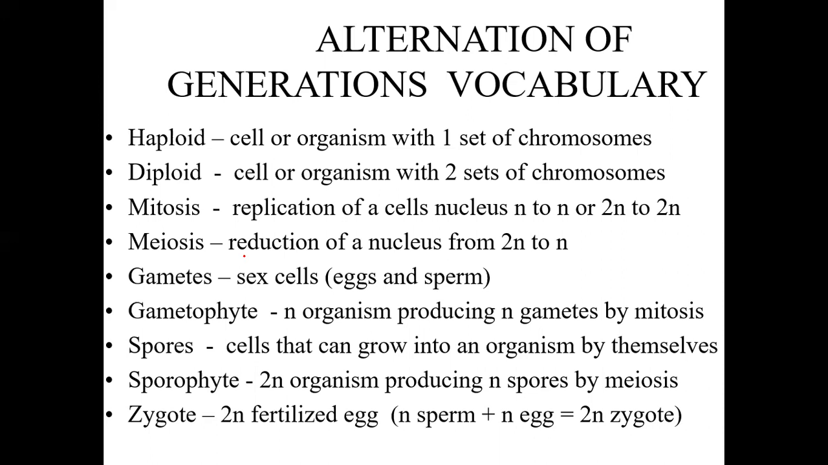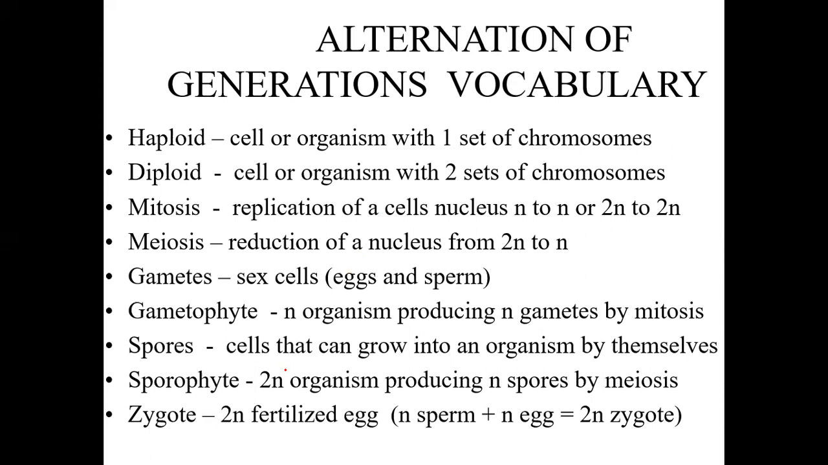Spores are cells that can grow into an organism all by themselves. They don't need to be fertilized. They don't need to fuse with another cell like an egg or a sperm does. They can just grow right into something. And in plants, they're normally haploid.